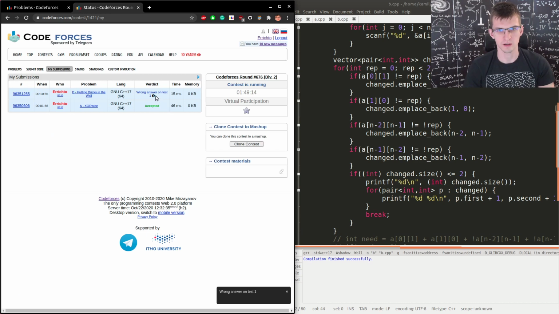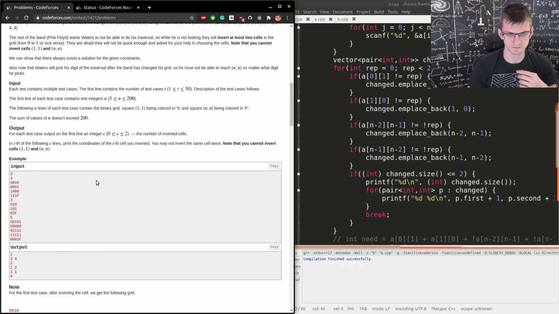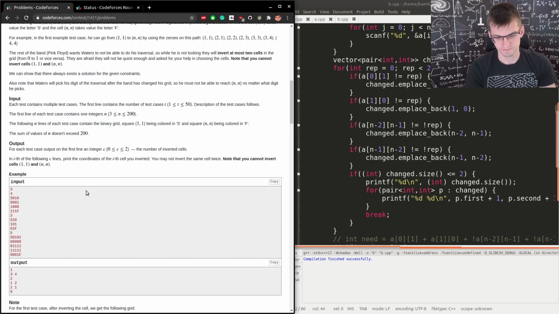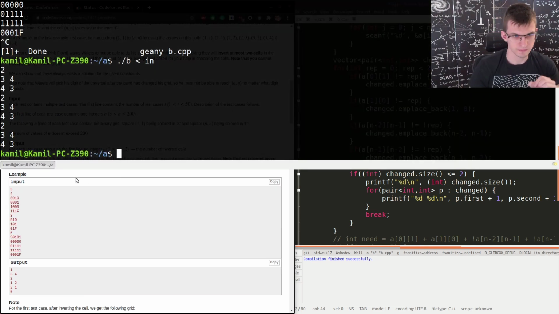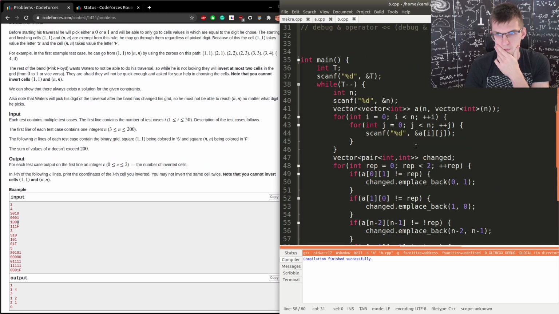Wrong answer. I think I shouldn't look at that anyway, because during a contest I wouldn't see it. Okay. Oh, I always just print this. Yeah, that's completely wrong. I'm reading the input wrong. Those are... Damn it, those are strings.